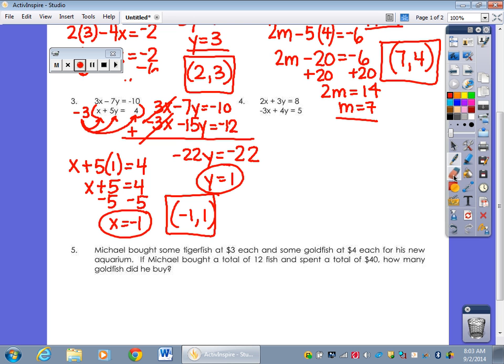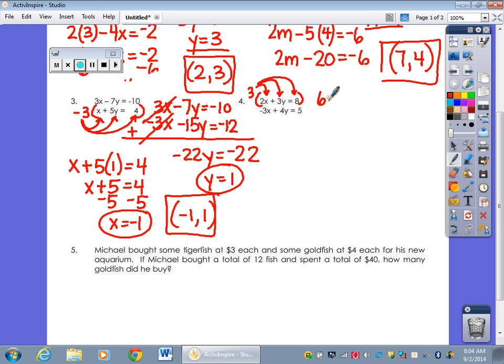Okay, number 4. All right, so on number 4, there's no way for me to make a 3 become a 2 or a 2 become a 3. I can't make a 3 become a 4 or a 4 become a 3. So I can't just multiply one of those equations, but I can multiply 2. So when you have something like this, you may have to change both equations. So for instance, I'm going to make the top one become a positive 6x by multiplying everything by 3.